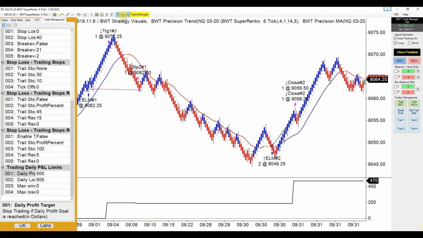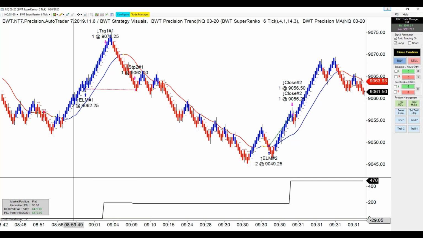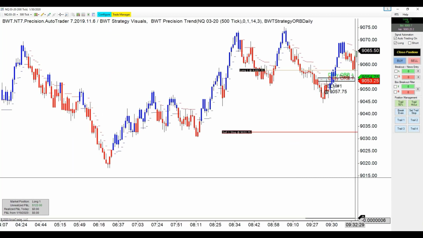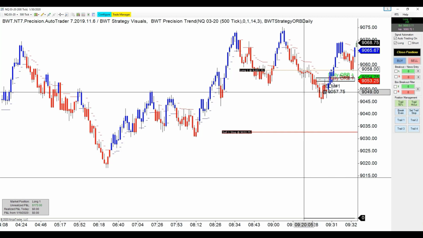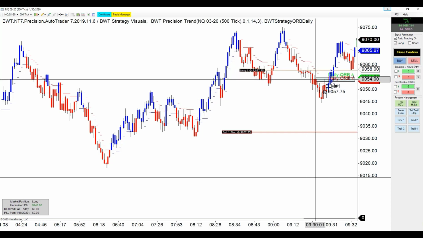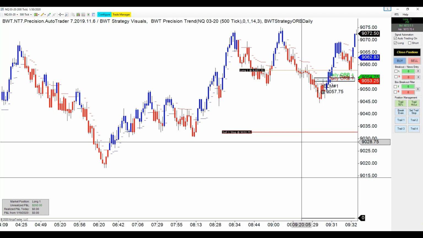Here it is. Let's look at the open range. Okay, so the open range, would like it to be maybe slightly lower, but it was fine. Good entry.